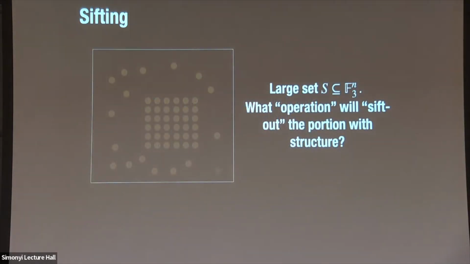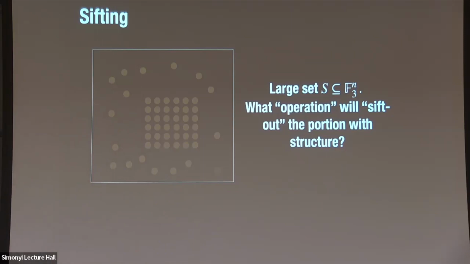And let me do a caricature of how we do it. Again, this is very non-representative because I don't know how to draw F3 to the N. But let's say we have some large set within F3 to the N. And we believe there is some additive structure hidden within it.